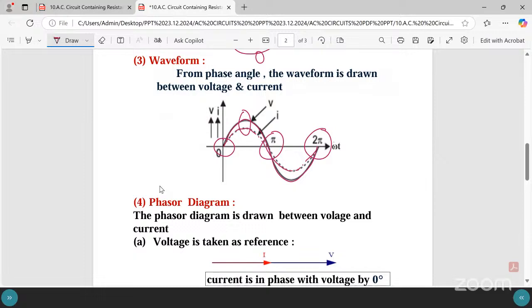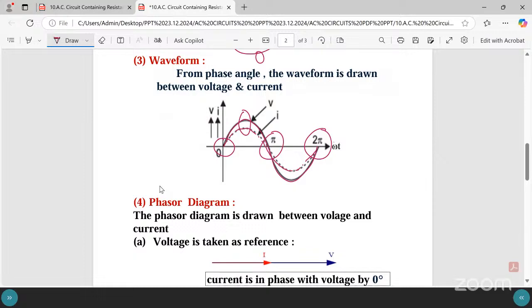First voltage will go, and immediately current will start at the same angle. If voltage is 0, current is also 0. If voltage is 90 degrees, current is also 90 degrees. If voltage is 180, current is also 180. Voltage 360, current also 360. Wherever you see, you get 0. So this is the waveform.